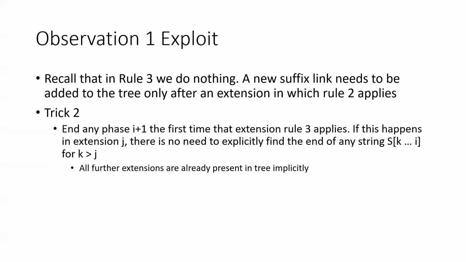So trick 2 says that in any phase, the first time that rule 3 applies, so the first time that you do nothing, the phase is over, right? So if that happens in some arbitrary extension J, there is no need to explicitly find the end of any substring K through I where K is greater than J, right? Because those extensions are already present in the tree implicitly. This is where the name implicit suffix tree comes from, right? Each suffix need not be represented in the implicit suffix tree explicitly, right? So rule 3 is basically saying that once you're done, all further substrings that this applies to are already in the tree implicitly. Don't even worry about it. That's the first trick, right?